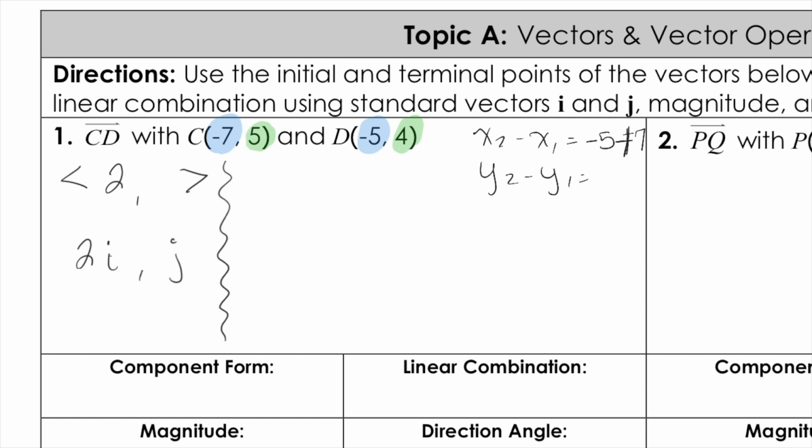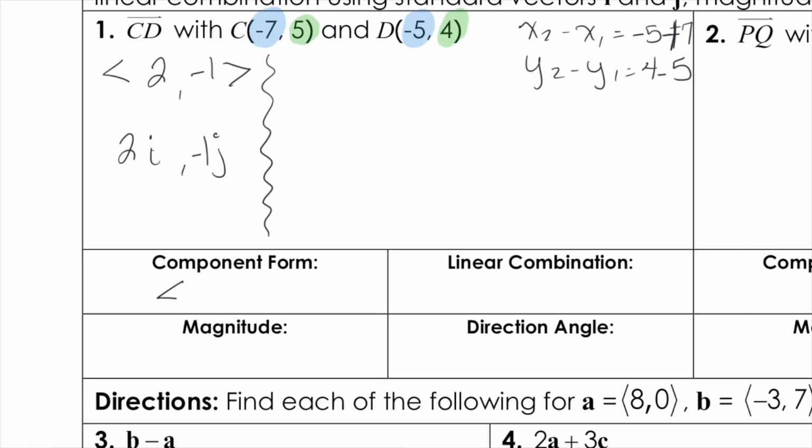For my y's, my terminal y was 4. My initial y was 5. And so the distance between those is 1. And because it was going downward, that's where that negative came from, or the difference between 4 and 5 is a -1. So in both of these forms, you would represent that by saying 2, -1, or 2i and -1j. So when we write that, it just takes this form, and then you don't have to write the coefficient of 1, but if you wanted to, it would be right there.